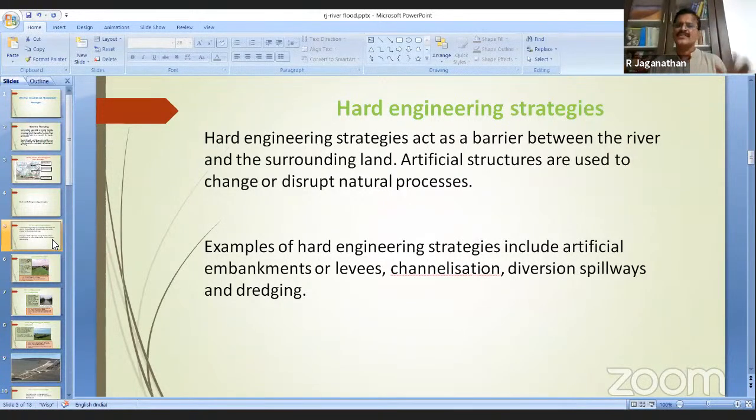So these artificial structures normally are used to change or disrupt natural processes. These are things that will be very helpful to protect the people and protect the river from the floods. You see here, examples of hard engineering strategies include artificial embankments, levees, channelization, diversion, spillways, and dredging, etc.